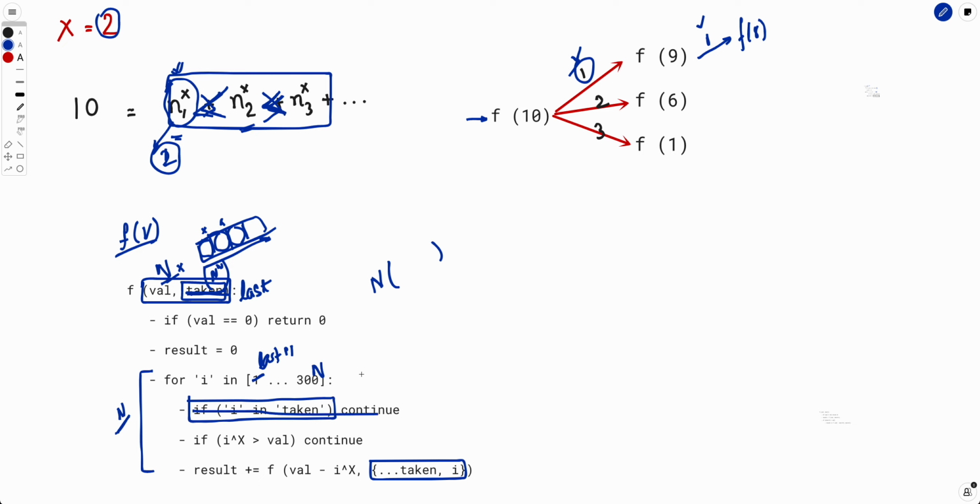So what will be the new time complexity then? Again, the number of distinct ways to call this function multiplied by what you are doing inside this function. Inside this function is still order n, because we are iterating from last plus 1 to n. And how many distinct ways to call this function are there? The number of distinct values of val, which is n, and the number of distinct values of last, which is also n. So total n square distinct ways you can call this function, and if you do memoization, the entire thing would work in order n cube.